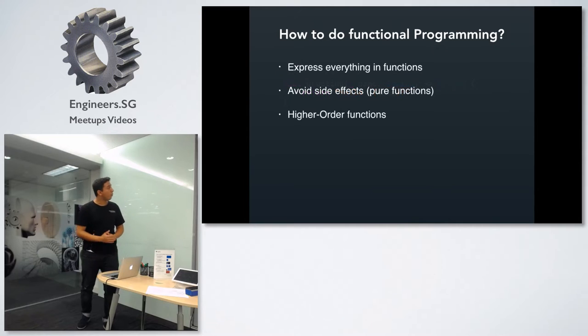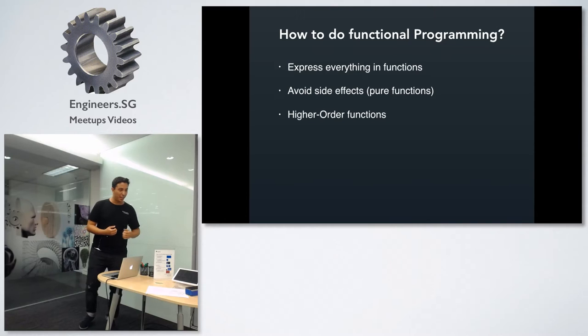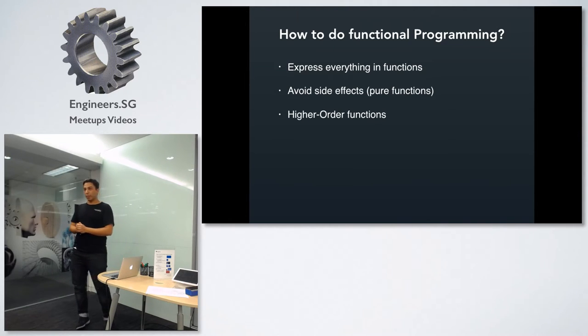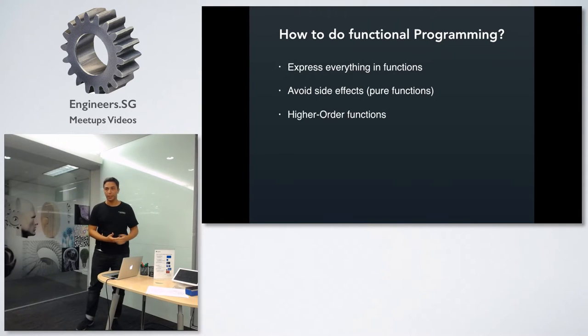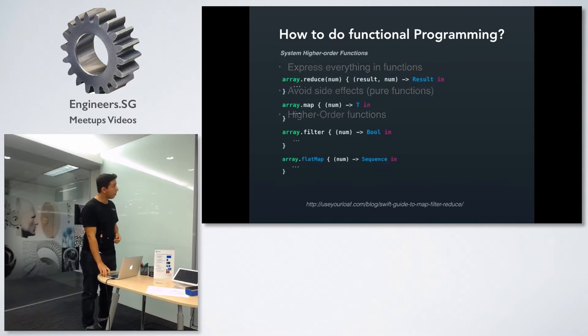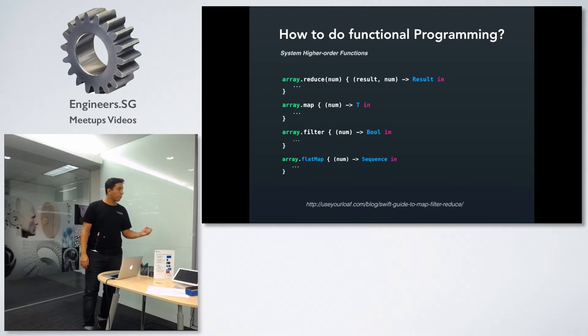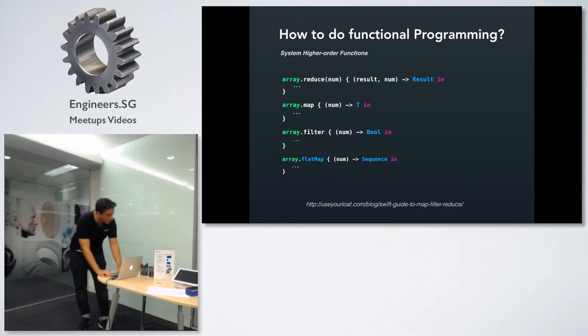Next, we don't have to, but we have the ability to use higher order functions. In Swift, functions are first class citizens inside functional programming. Some of the system higher order functions on arrays are reduce, map, filter, and flat map. I'll do a simple demo for anyone not familiar with these higher order functions.